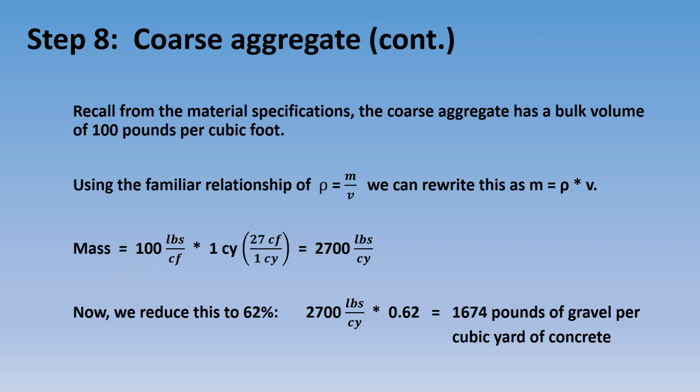But from the last screen we just looked at, we needed 62% of our cubic yard to be occupied by coarse aggregate for our concrete mix. So we take our 2,700 pounds per cubic yard, times that by 0.62, and that tells us we need 1,674 pounds of gravel for every cubic yard of concrete that we're going to be mixing.